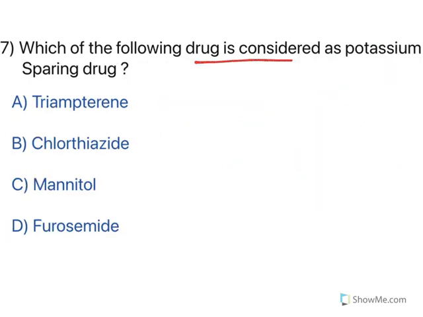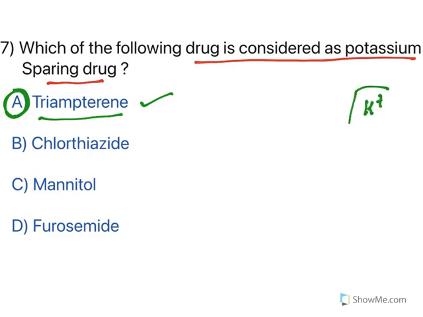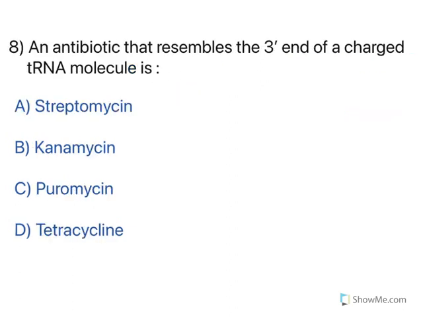Which of the following drugs is considered a potassium sparing drug? See, diuretics like triamterene and amiloride are known as potassium sparing. The main purpose of potassium sparing diuretics is that they retain potassium inside the body, because the majority of diuretics will cause potassium loss that may affect cardiac health. So to avoid that, potassium sparing diuretics like triamterene and amiloride are used. So option A is the correct one.